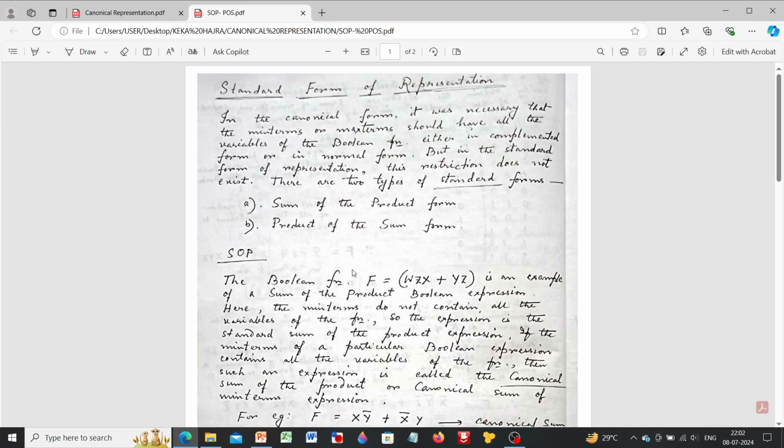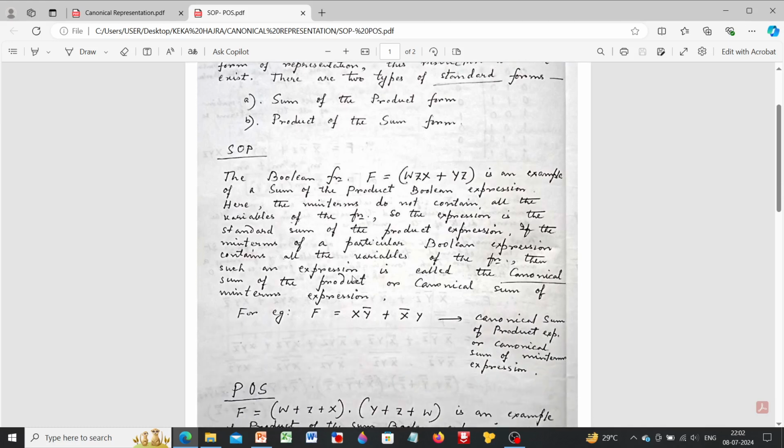There are two types of standard form: sum of products form, SOP, and product of sum form, that is POS. What is SOP? If we consider the Boolean function like this, f equal to wzx plus yz, this is an example of SOP form. But this is not canonical SOP form, canonical sum of minterms form. Why? Because in this expression the function contains how many variables? 4 variables: w, x, y and z.